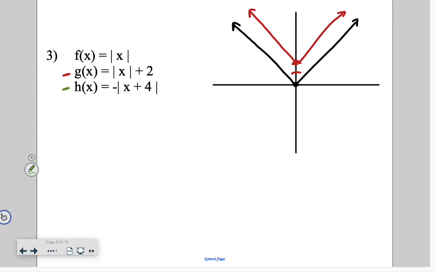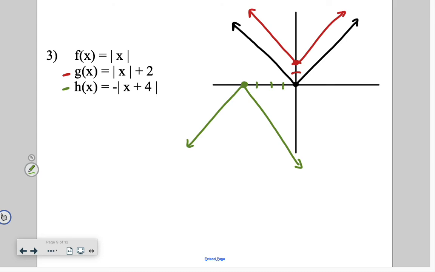What's the plus 4 going to do? Horizontal shift. It's attached to the x, but horizontal is always the opposite direction. So we're going to go left 4. There's the new origin. Okay, there's the 1 point I was talking about. And the reflection, instead of opening up, now it opens down. And there's your new graph.